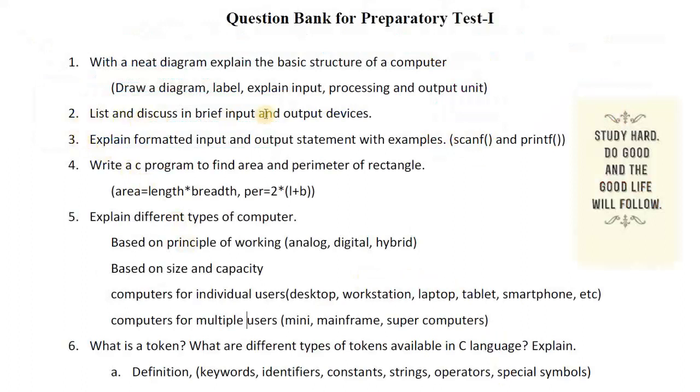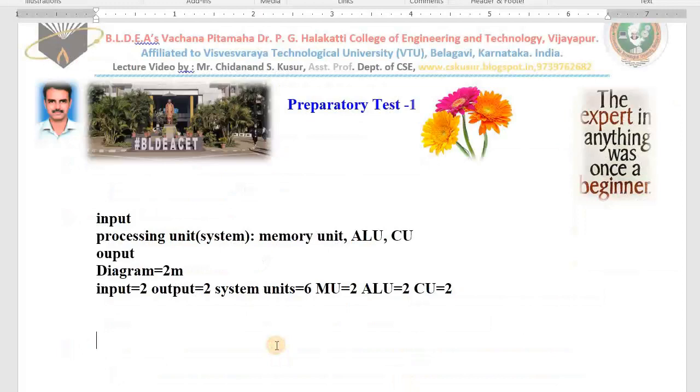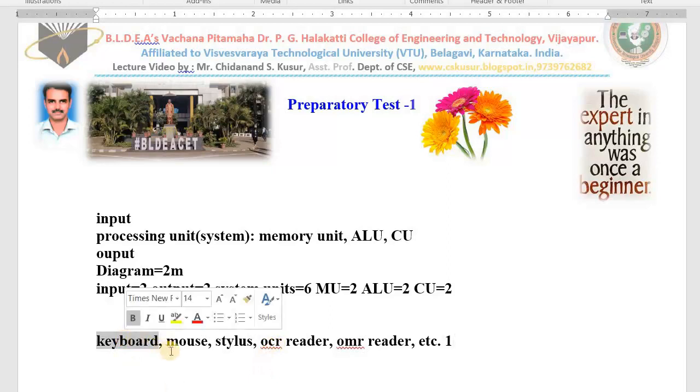Second one is list and discuss in brief input and output devices. That means if you list out the input devices like keyboard, and one more is mouse, one more is stylus, and one more is OCR reader, and one more is OMR reader, and you can write n number of things like this. If you list, you get just 1 mark. That's why write few points about keyboard, write few points about mouse, stylus pen, OCR reader, touch screen, OMR reader. Don't forget to write at least few points.